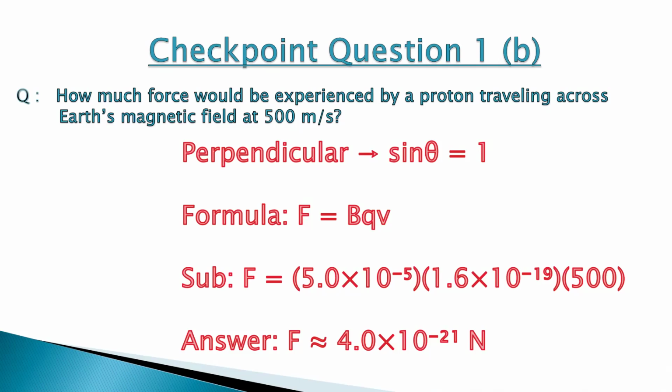Now substitute. B equals 5.0 × 10^-5 Tesla. Q equals 1.6 × 10^-19 coulombs. V equals 500 meters per second. That gives F equals 5.0 × 10^-5 times 1.6 × 10^-19 times 500 equals 4.0 × 10^-21 newtons. This is an extremely tiny force, much smaller than for the wire, because it acts on only one particle.